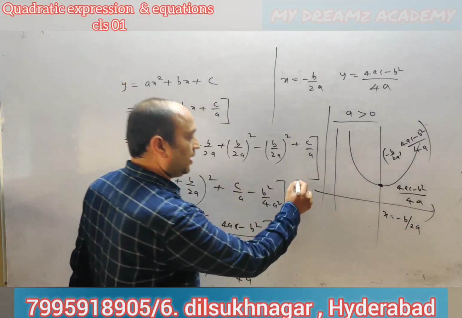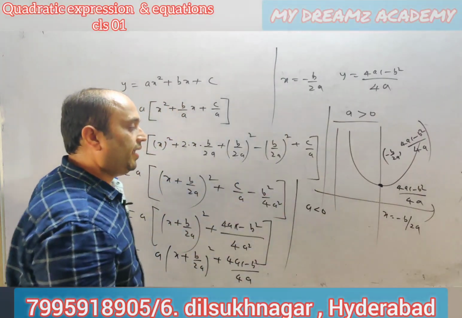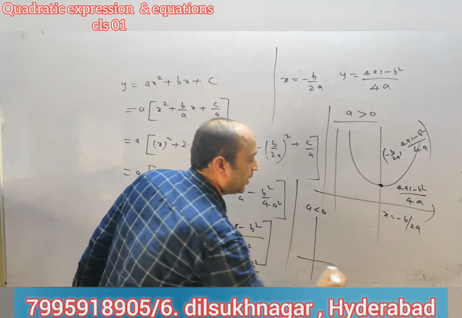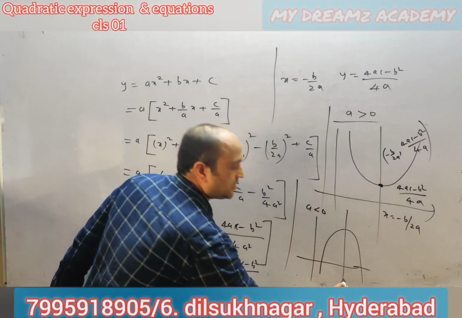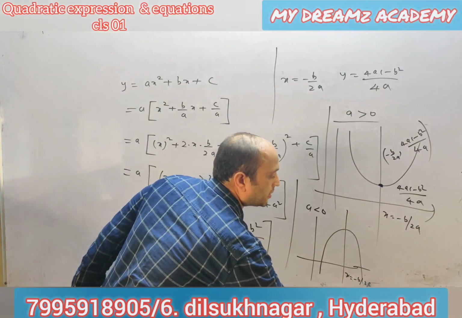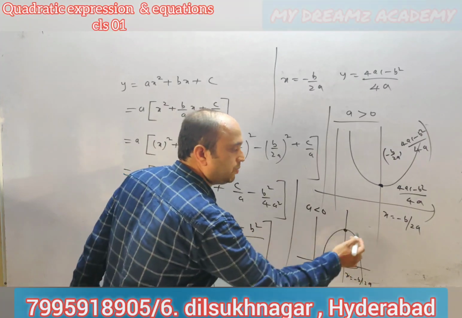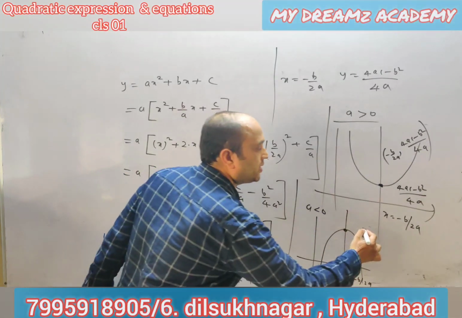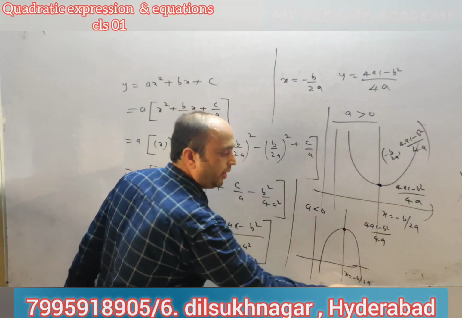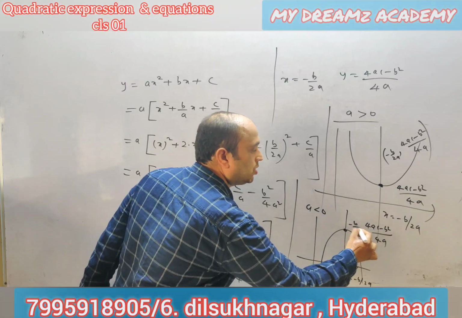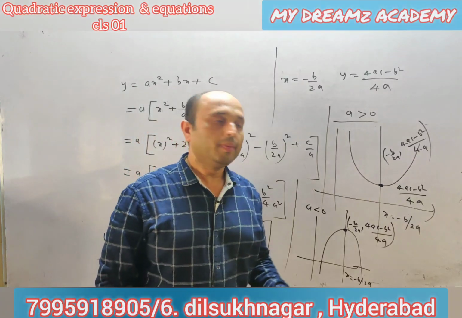Suppose a is less than 0. a greater than 0 is an upward parabola, a less than 0 is a downward parabola. If it is a downward parabola, then at x equal to minus b by 2a there is a maximum value. The maximum value is (4ac minus b square) by 4a. This is the maximum value at x equal to minus b by 2a. So this point becomes (minus b by 2a, (4ac minus b square) by 4a).